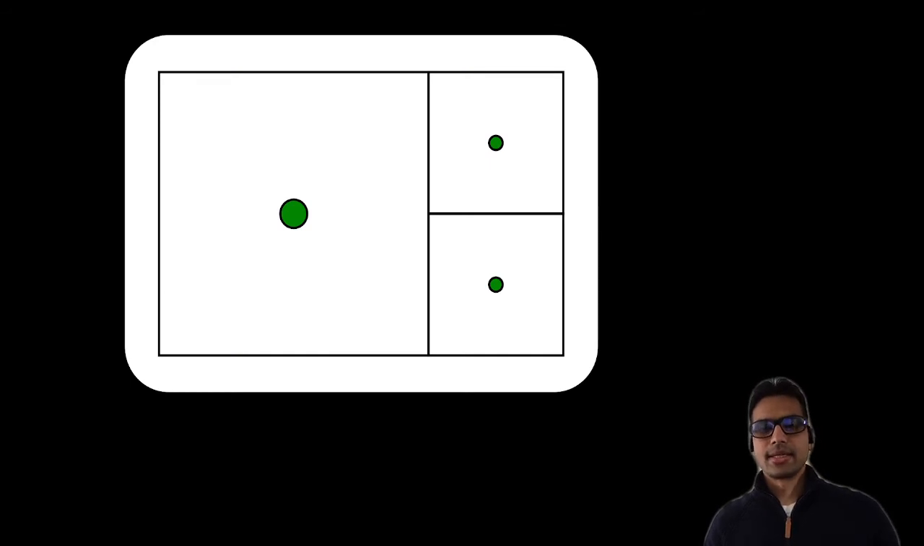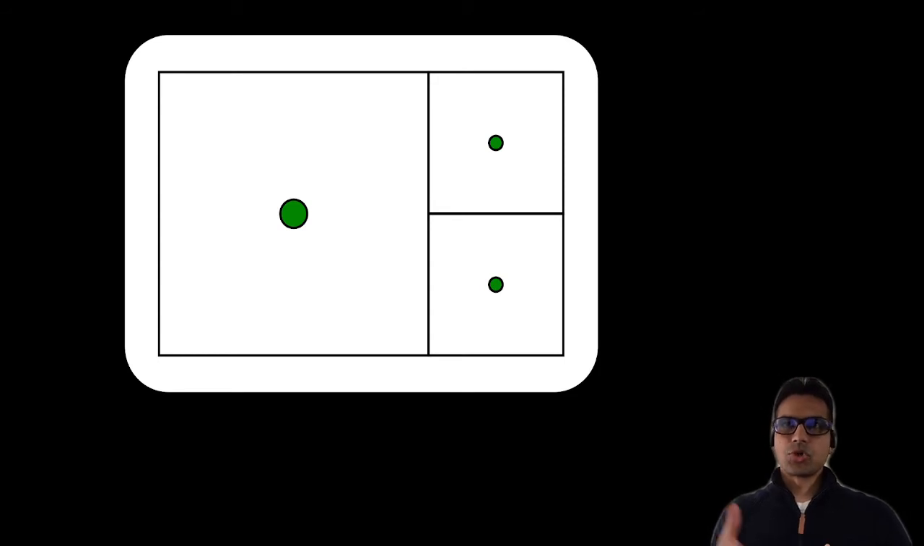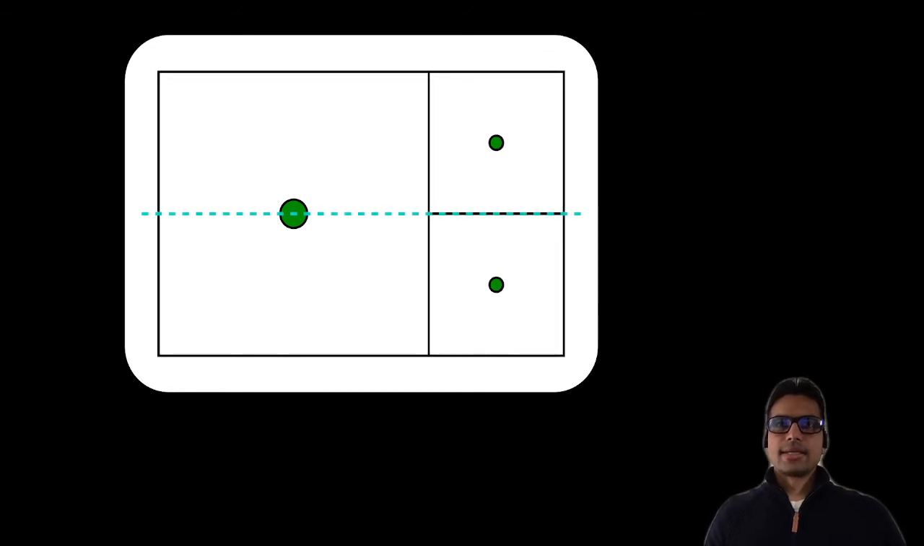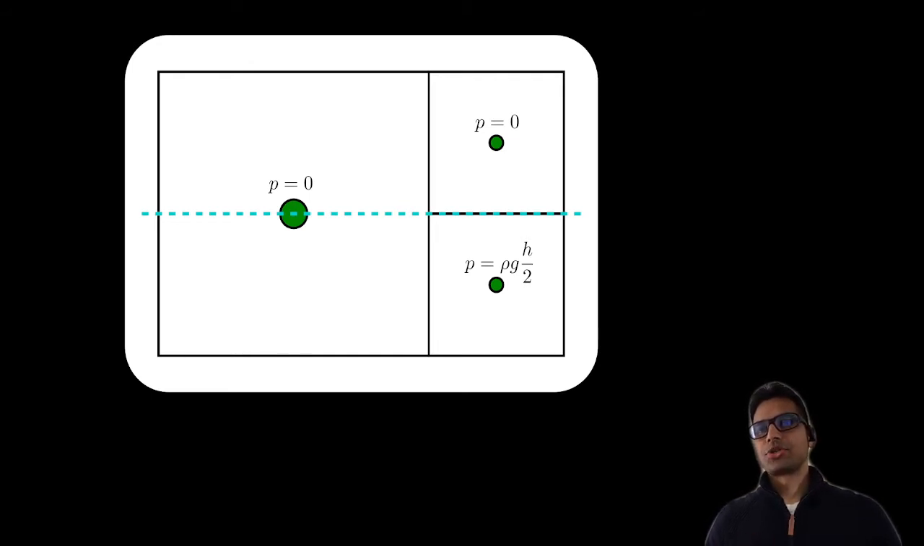So why is this a challenge? Let's consider a very simple example to understand the problem. Suppose our adaptive pattern looks as shown here, and the liquid surface exactly passes through the center of the coarse cell. If we look at the exact solution for the pressure, then it should be zero at the coarse cell and at the fine top cell. And for the bottom right cell, it should be rho g h over 2. This is what the exact solution for pressure should be. It is not an approximation given by an approximate numerical solver.